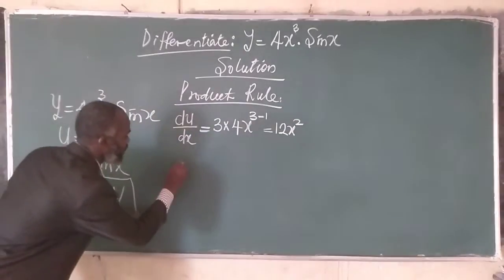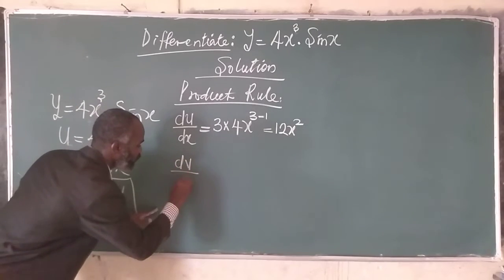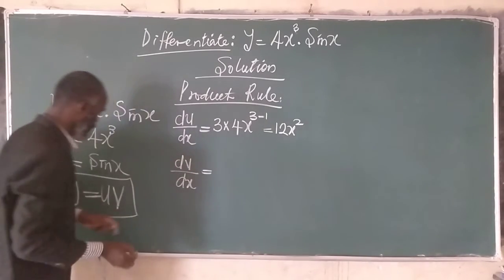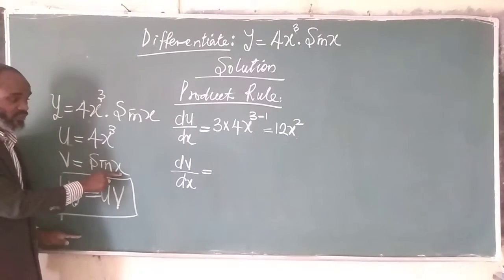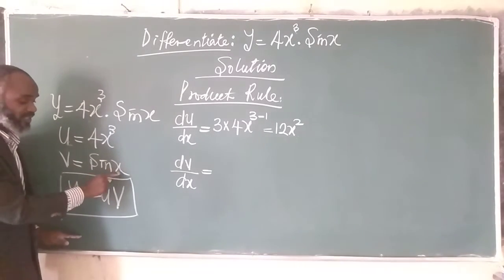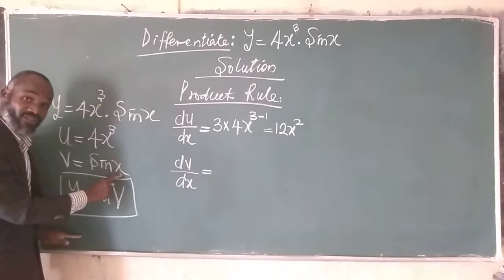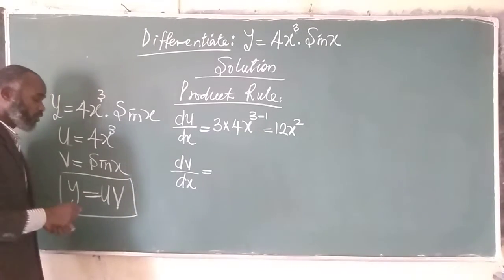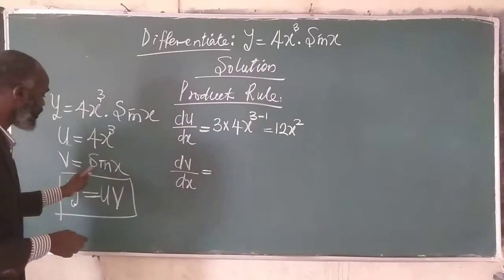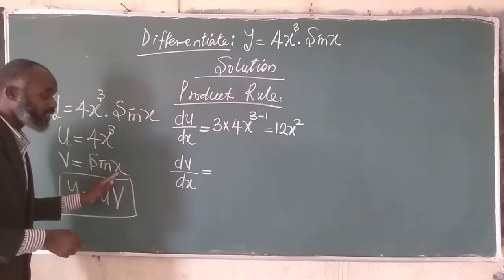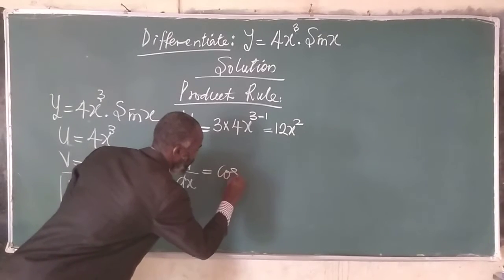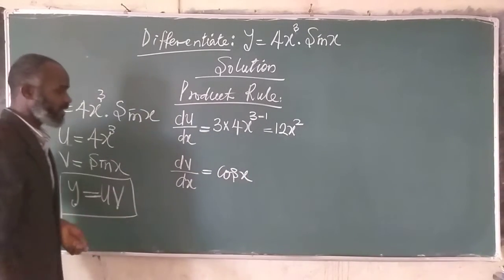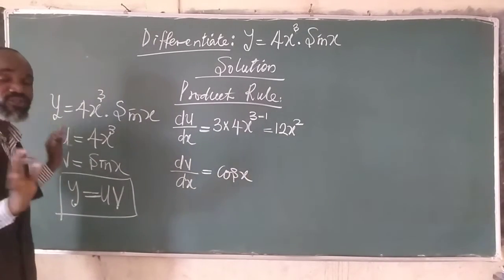Then the next one is dv with respect to x, meaning we are going to differentiate sine x with respect to x. So what do we have here? When we differentiate sine x, we have cos x. Alright? That is it. It's very simple. We don't need to go further here.